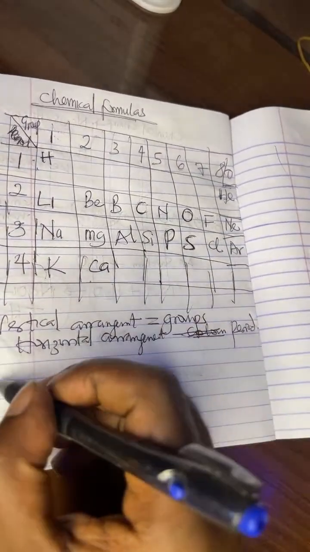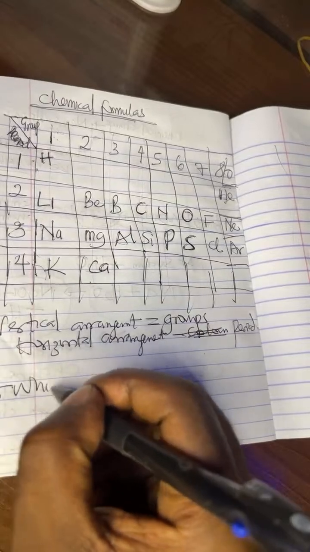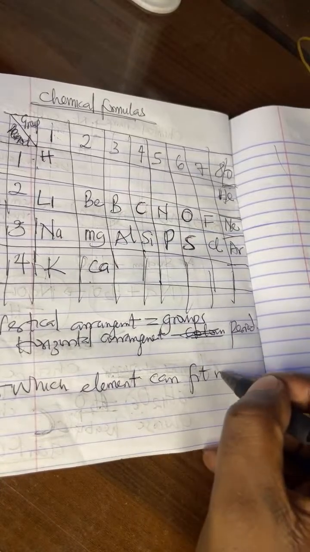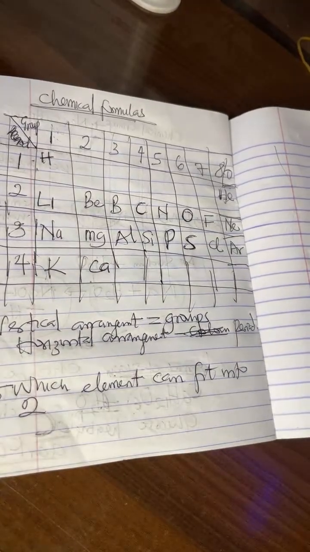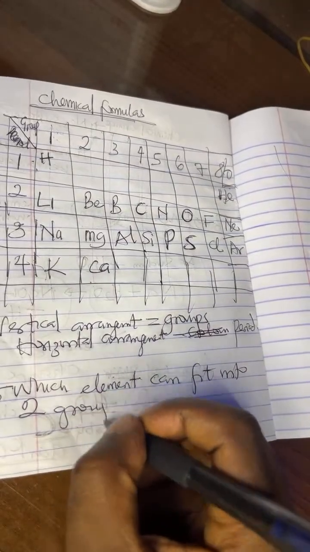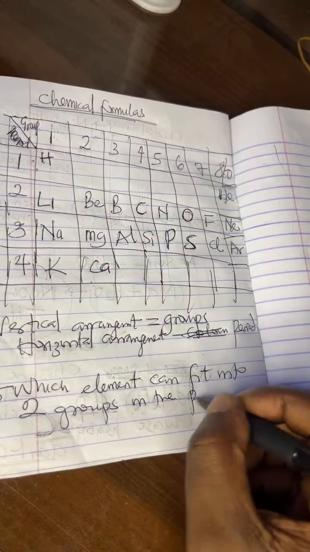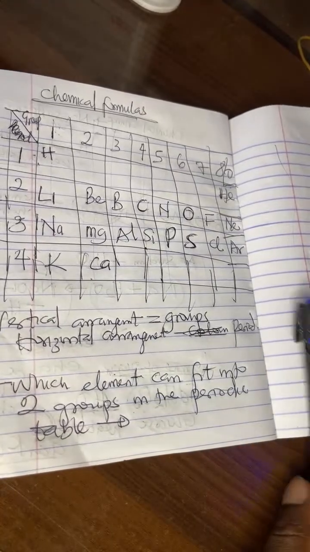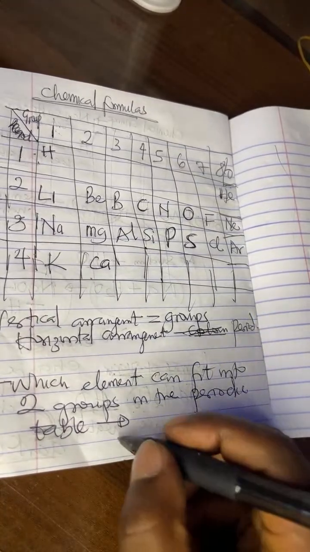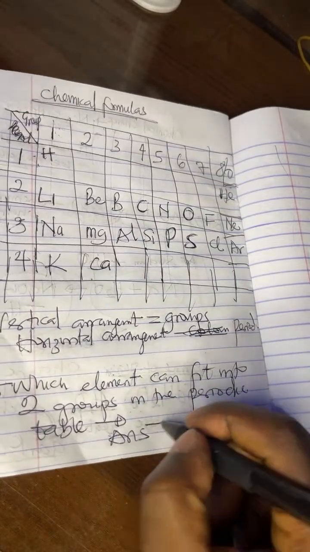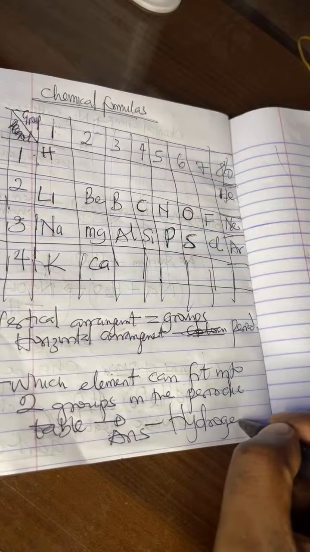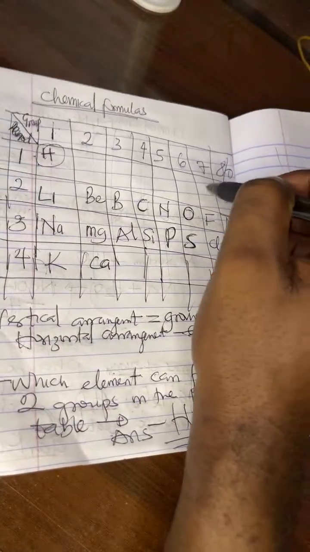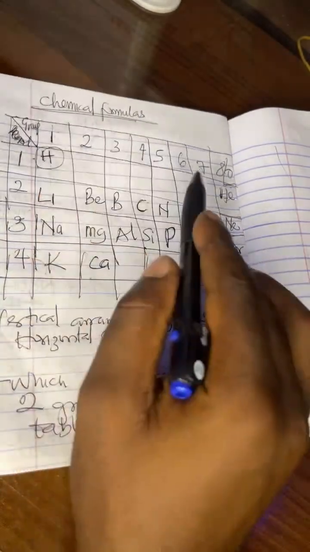Another question that JAMB can ask you is which element can fit into two groups in the periodic table? The answer is hydrogen. And do you know why? Because hydrogen can either be in group 1 or group 7.